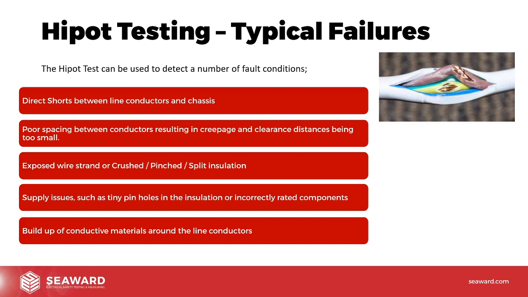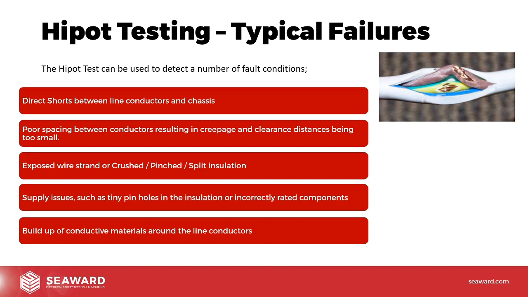If for any reason they've been reduced, now that could be part of the manufacturing process. Someone could have over-tightened something and bent a pin, for example, and it's got too close to an exposed part, we could create an issue. The aim of the Hipot is to pick up those kind of issues. Obviously, it will pick up things like exposed wires, crushed or pinched or split insulation, where they're too close to one another. It can also identify, as we said, supply issues.